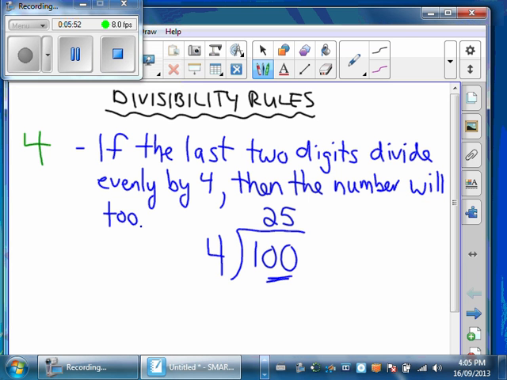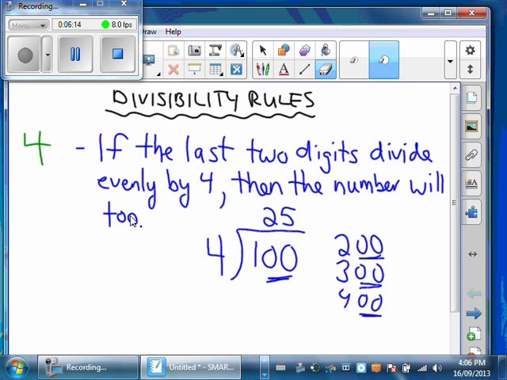And so because it will go into 100 even, any multiple of 100 it will go into. So we know that it will go into 200 even, it'll go into 300 even, it'll go into 400 even. And so because we know that it'll go into all these numbers evenly, all we have to do is look at the last 2 digits to determine if that number will in fact divide by 4. So let's take a look at an example here.